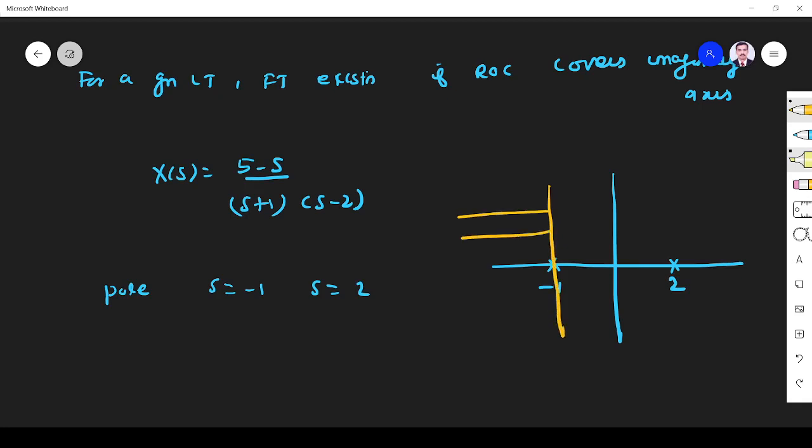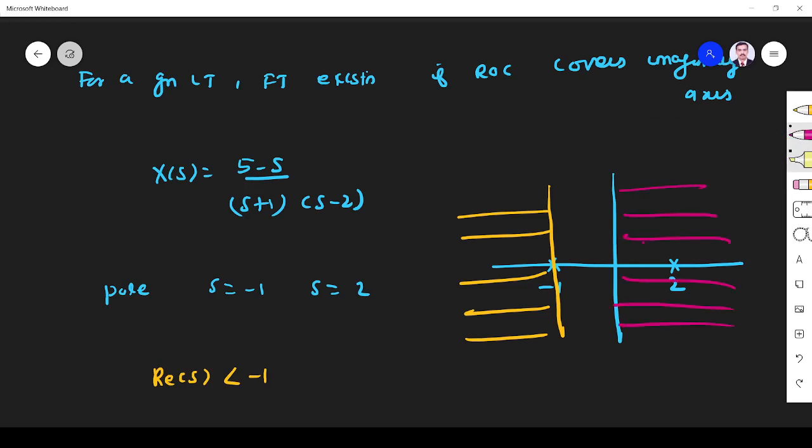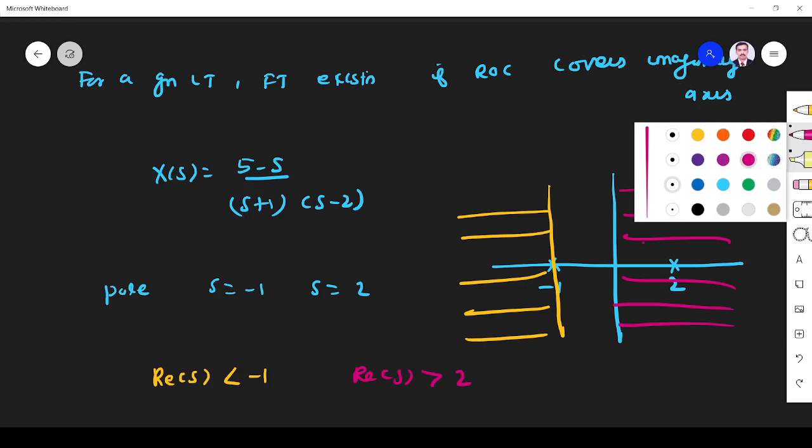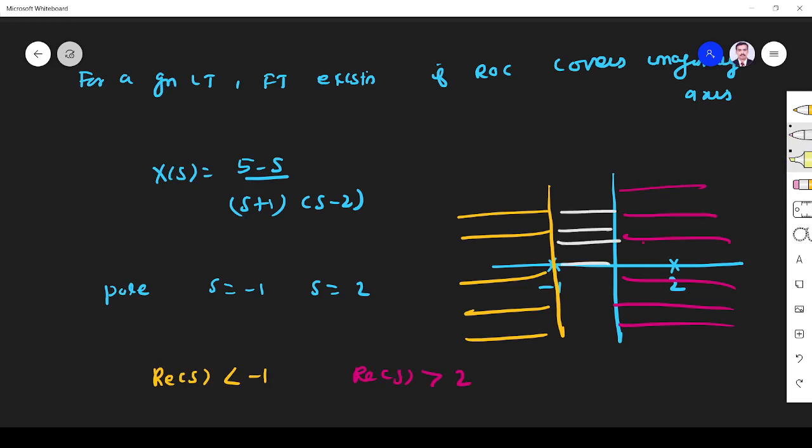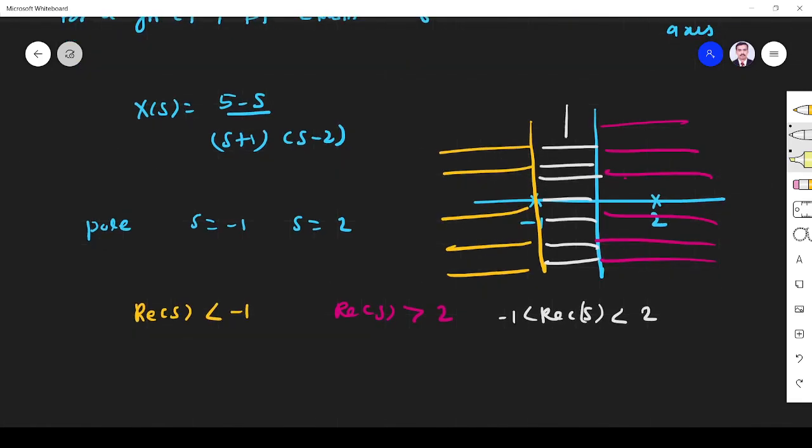ROC can be left of s equal to minus 1, so the real part of s must be less than minus 1. Or the ROC can be to the right of 2, real part of s greater than 2, or the ROC can be inside these two, real part of s lies between 2 and minus 1. So you see, this is 0.